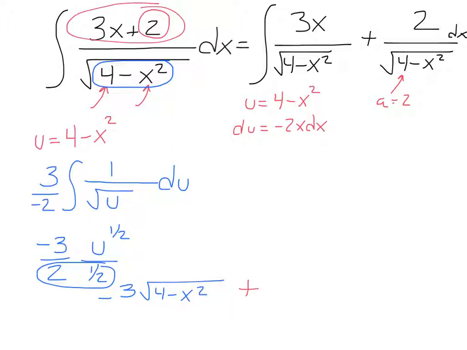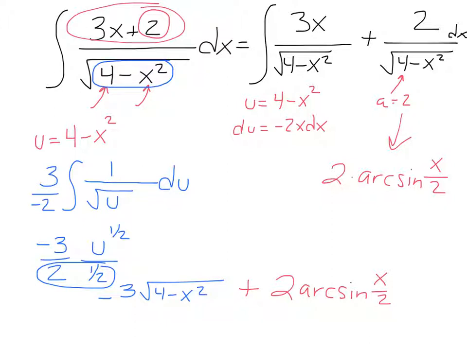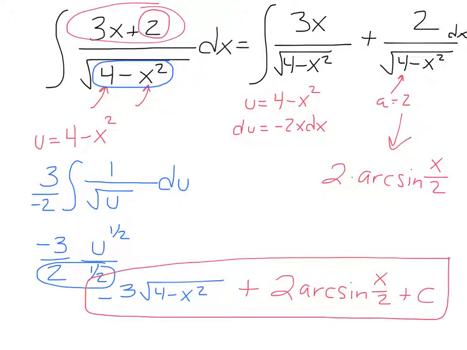Plus, what happens to this integral here? Well, it's going to be 2 times the integral of 1 over the square root of 4 minus x squared, which will be arc sine of just x over a, which is 2. So I'll put that here, 2 arc sine of x over 2 plus c. And so this whole thing will be my antiderivative. But the key there was to break it up. One ended up being an inverse trig. The other one ended up being just a basic power rule when I used u substitution.